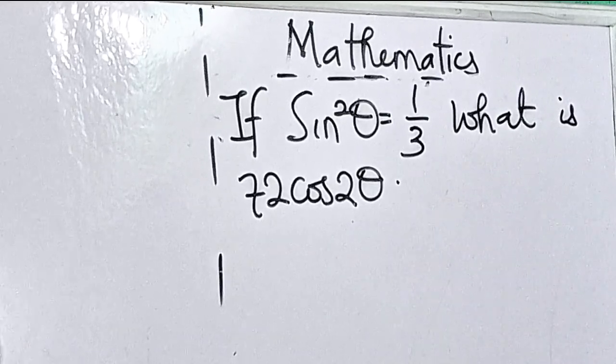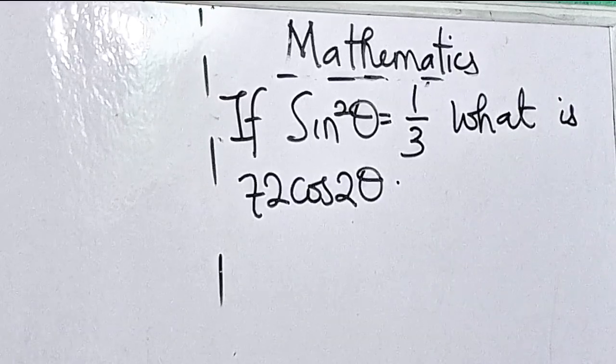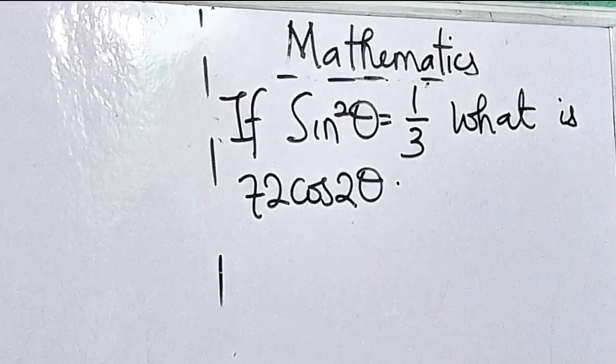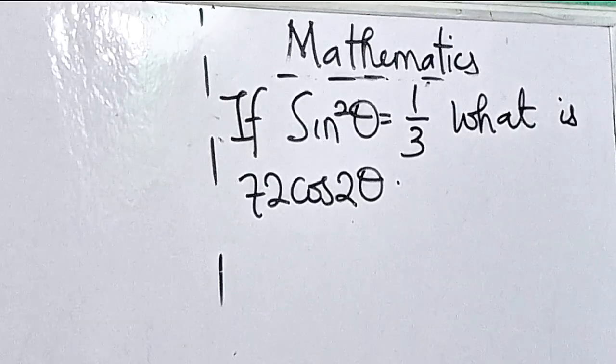Today we shall be looking at mathematics. Now we have a question on the board. It reads, if sine squared theta equals 1 over 3, what is 72 cos 2 theta? How do we solve this question?